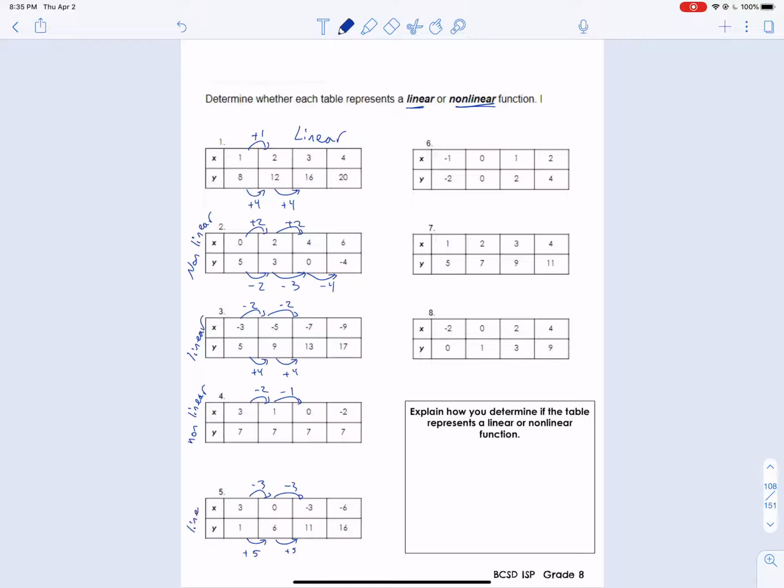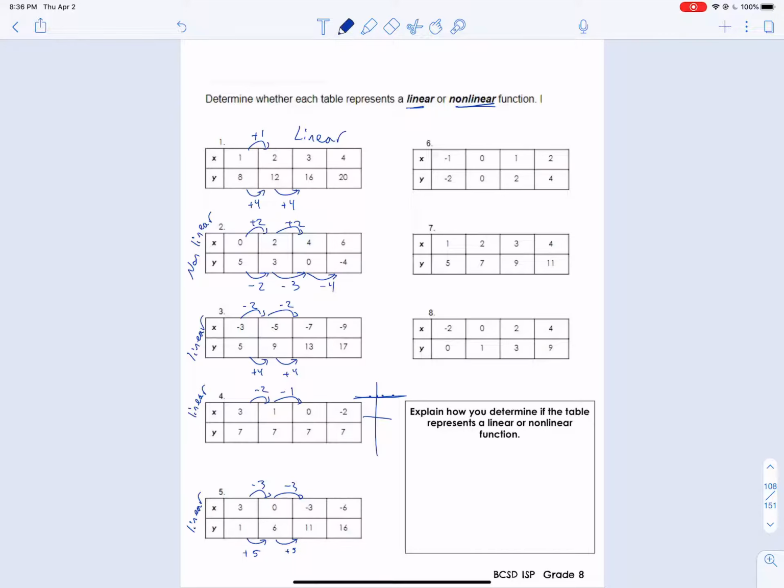Okay, these are functions. So that's another part, is function. So number 4, let's just see what it would look like, because maybe it is linear, but it just looks weird. So let's see. 3, 7, 1, 7, 0, 7, -2, 7. So actually, it is a straight line. It's a horizontal line. So even though the rate of change looks weird, this one is linear. It's a horizontal line.